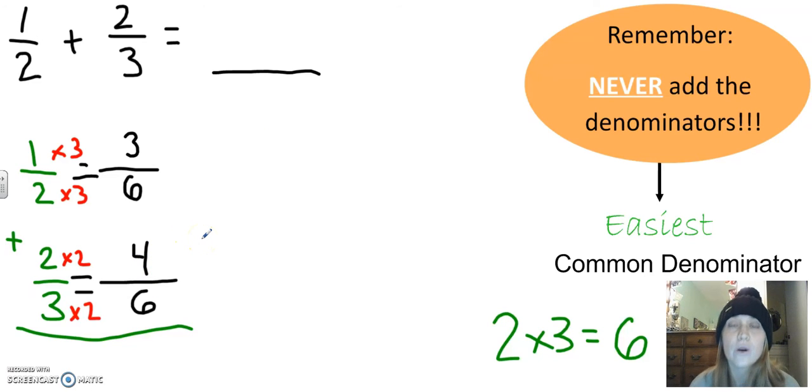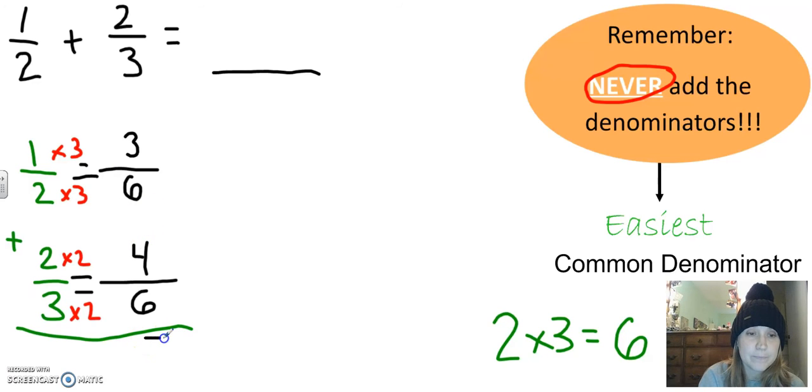Now let's look at our new equivalent fractions. 3/6 plus 4/6. Well now I can add my fractions easy peasy lemon squeezy. Again, remember, never add the denominators, only the numerators. 3 plus 4, 4, 5, 6, 7, and bring down your 6. So my answer is 7/6.